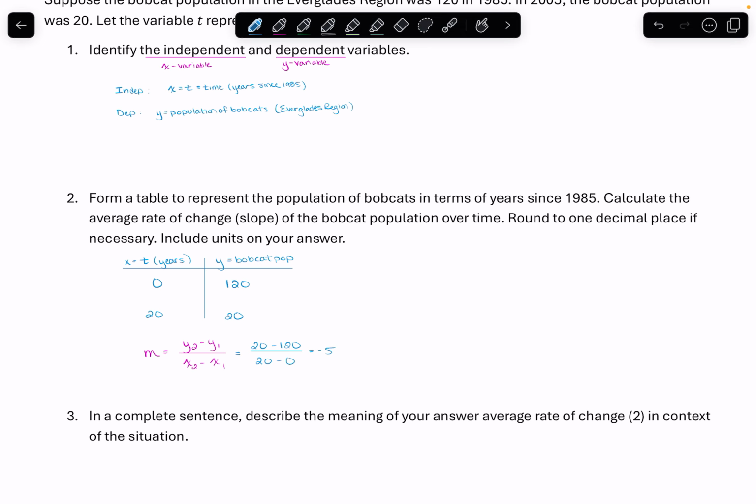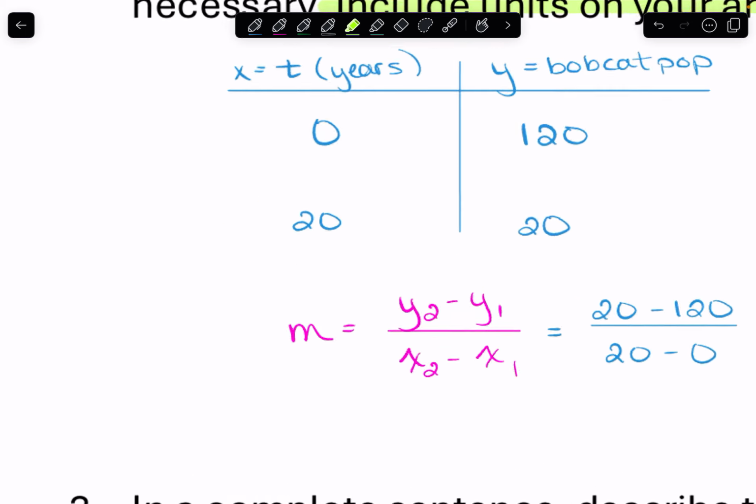So there's our slope, but make sure you read very carefully. It says round to 1 decimal place if necessary. We got an integer, so it is not necessary, but then be careful. Include units on your answer. So if your answer does not have units here, it is going to be counted wrong.